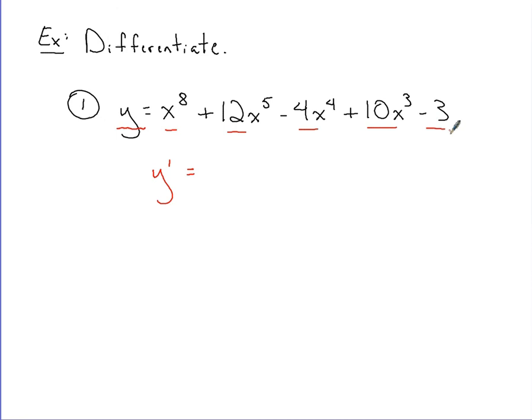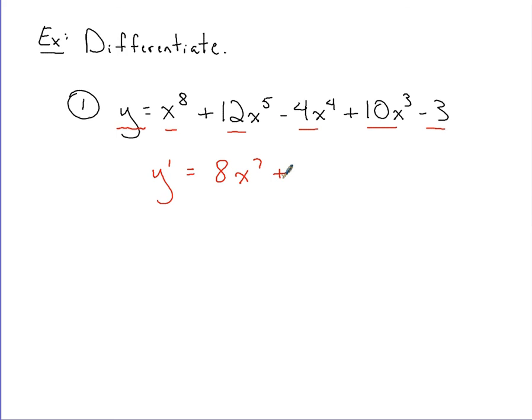If you start with the x to the 8th, according to the power rule, you take the power of 8, you bring it down, keep our variable of x, subtract 1 away from the power. 8x to the 7th would be the derivative of x to the 8th. We add the derivative of 12x to the 5th.